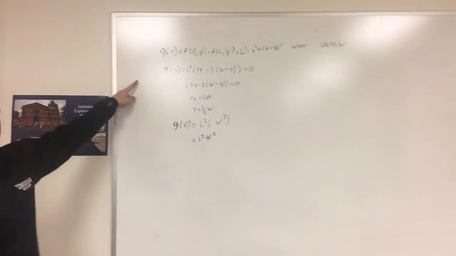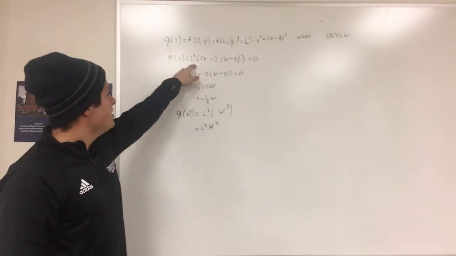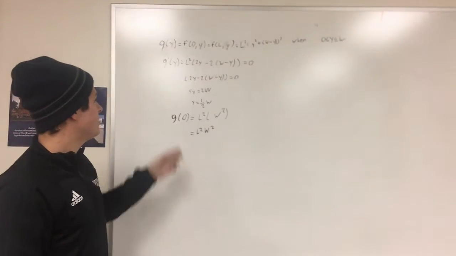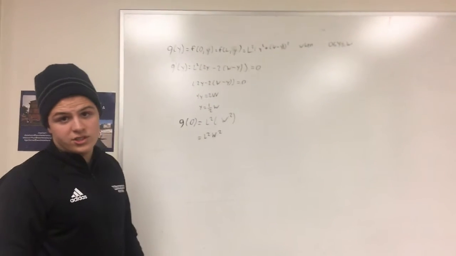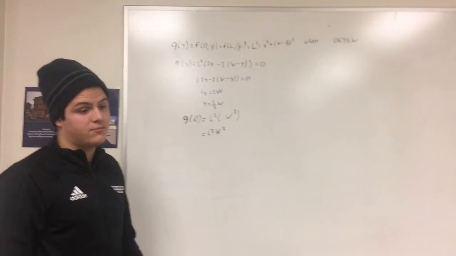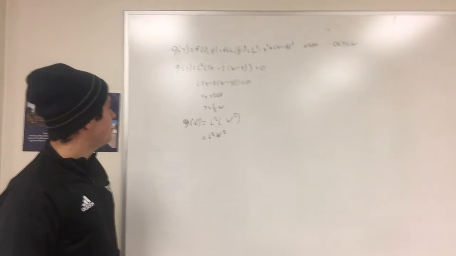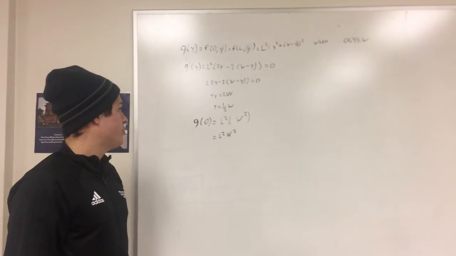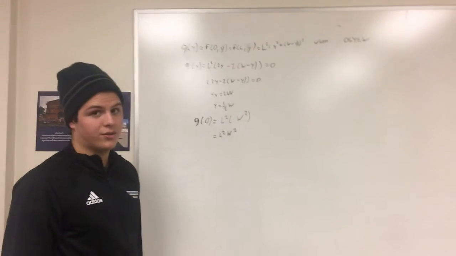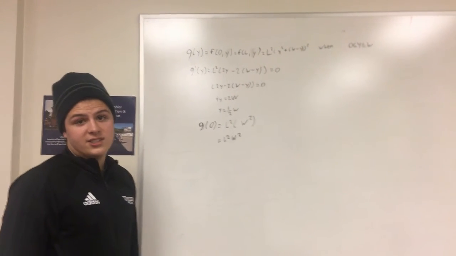We take the derivative of that and set it equal to 0. Therefore, we divide out L squared, which is a constant, so it can't ever be 0, which means that we now have 2y minus 2 times (W minus y) equals 0, which in turn simplifies down to 4y equals 2W.